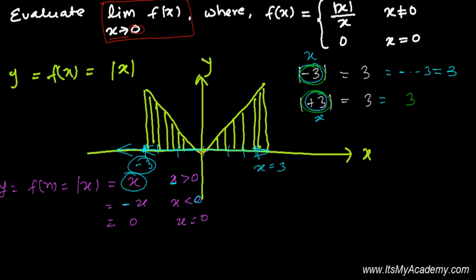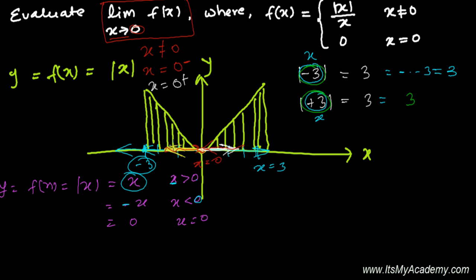So based on this concept, we need to find the limit of this function when x approaches 0. Here x equals 0, but when x approaches 0, it means x is not equal to 0, x is slightly less than 0 or slightly greater than 0. If it is slightly less than 0, then we are on the left hand side of the origin, and if it is slightly greater than 0, then we are on the right hand side of the origin. So we now have to find the approaching value from the left hand side as well as from the right hand side.